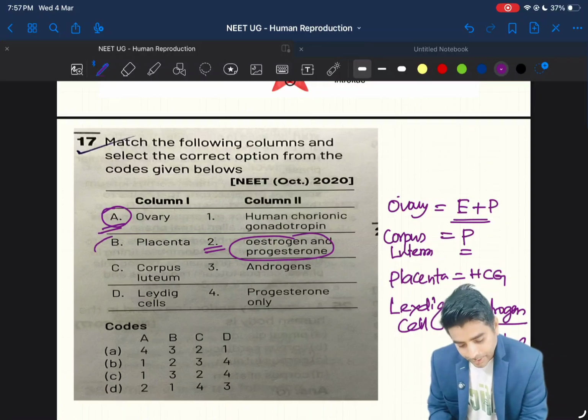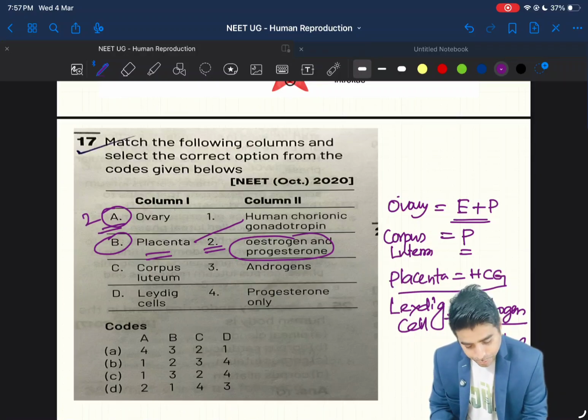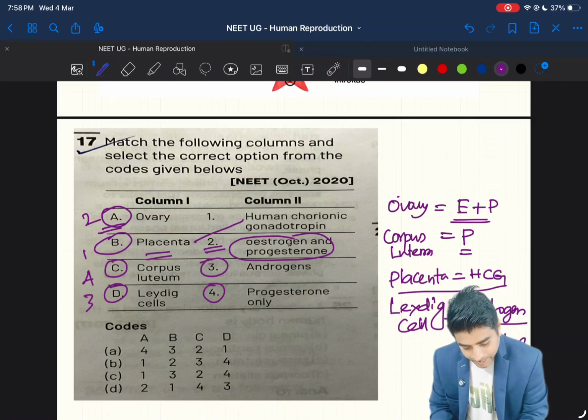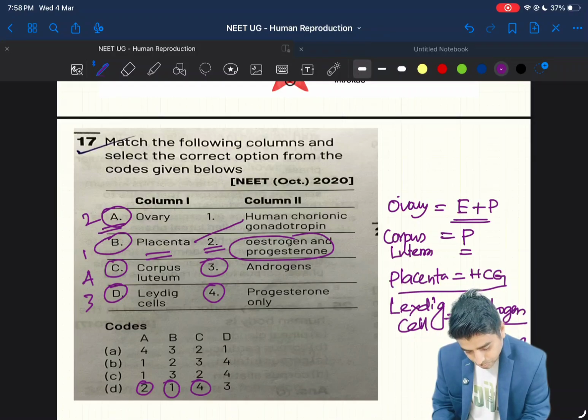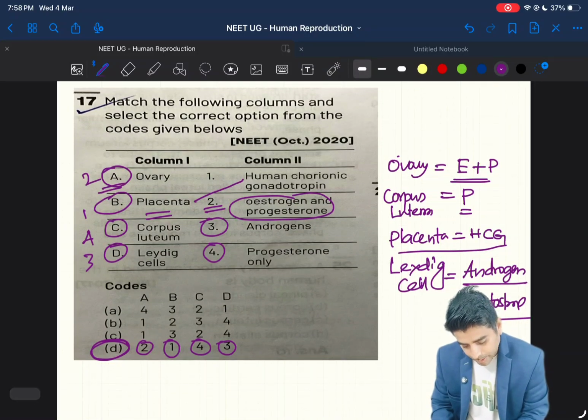So see, the ovary produces estrogen and progesterone. So A will be 2, right? Then B, placenta produces HCG, human chorionic gonadotropin. So B will be 1. Okay, corpus luteum is only progesterone. So C equal to 4, and D, Leydig cell produces androgen, 3. So the answer is A2, B1, then C4, and D3. So the answer will be D option.